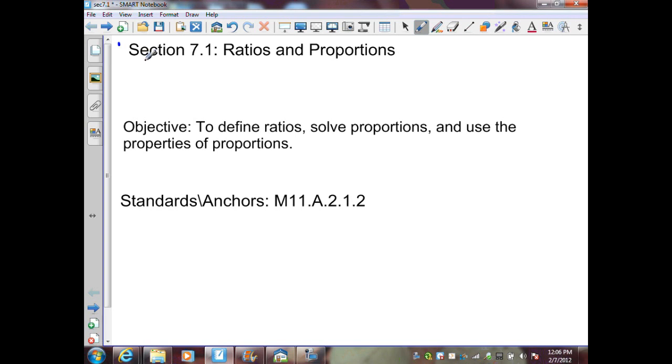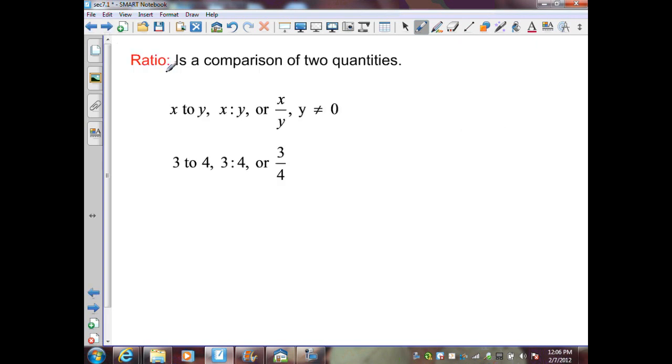Section 7.1, Ratios and Proportions. A ratio is a comparison of two quantities. Here my two quantities are x and y, and my ratio can be written several different ways. First, x to y. Second, I can have a colon in place of the "to", but it is still read x to y. And finally, I can have a fraction, and that's also read as x to y. And remember that in a fraction, your denominator cannot be 0.